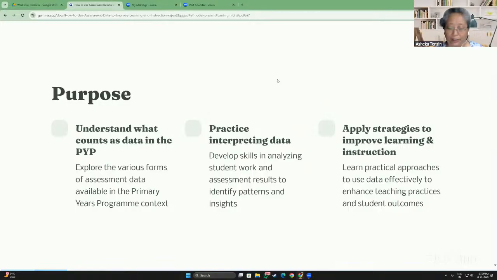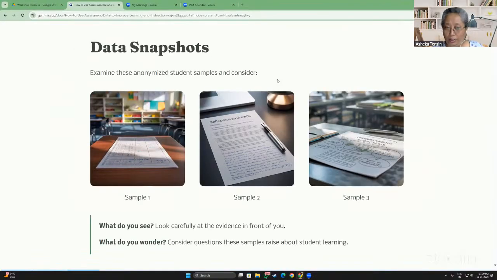Okay, so this is the main agenda of today's session. So look at these data samples that you see, the pictures that you see. Sample 1 is some data, sample 2 is another data, and sample 3 is another type of data.